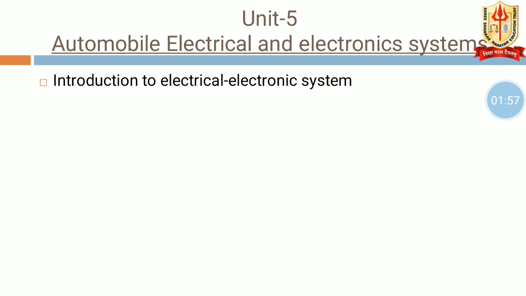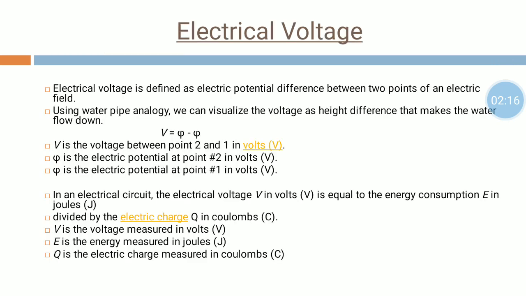So this is the fifth unit, Unit 5, Automobile Electrical and Electronic System. What we are going to see in this video is the introduction to electrical and electronic systems. The first and very basic thing is electrical voltage.